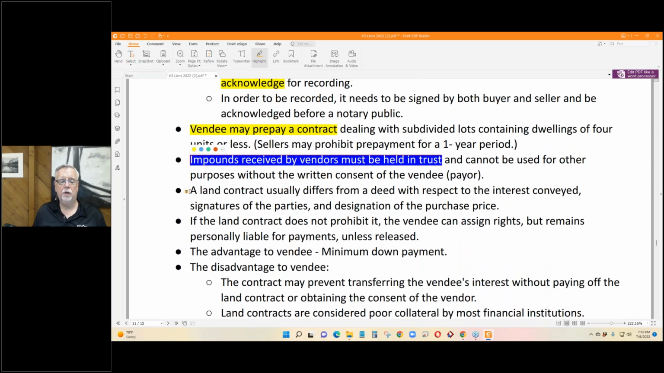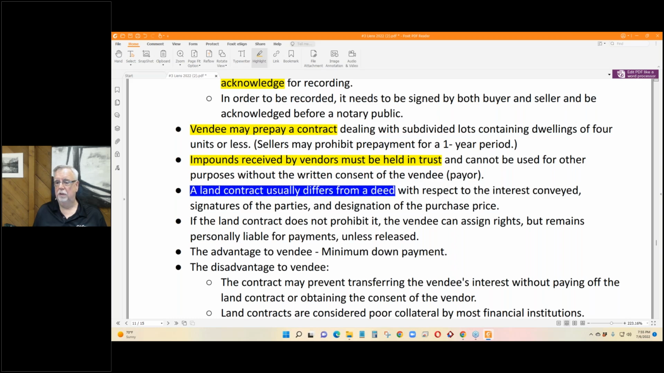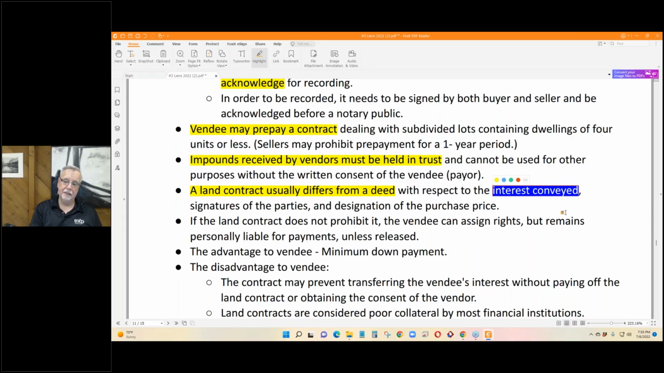A land contract differs from a deed with respect to the interest conveyed. A deed conveys legal title. A land contract conveys equitable title. Signature of the parties. A deed would be signed by the grantor only, but a land contract would be signed by the vendor and the vendee. And designation of the purchase price, a deed does not have to have a price in it. They usually don't. But a land contract would have to have the price because you have to know what you're paying.